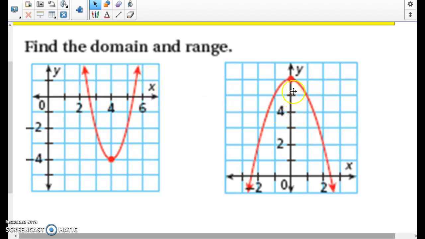For this one, again, domain is all real numbers. Any number would work since it's quadratic. My range is going to be all numbers less than 6. So you won't see any y's up here. When you plug in a number for this equation, it will not be greater than 6. So that's why all the numbers in the range have to be less than 6.